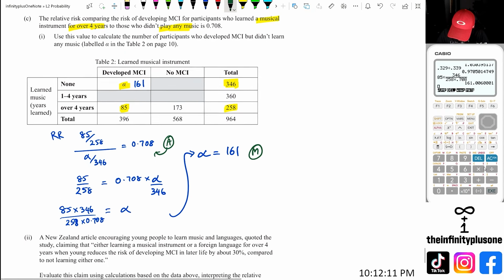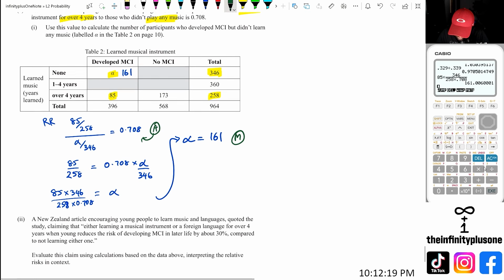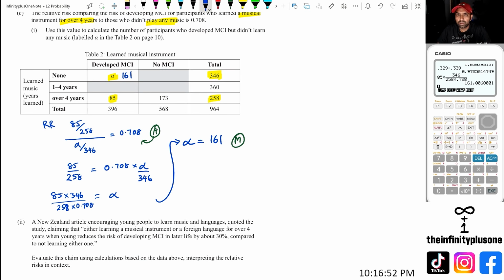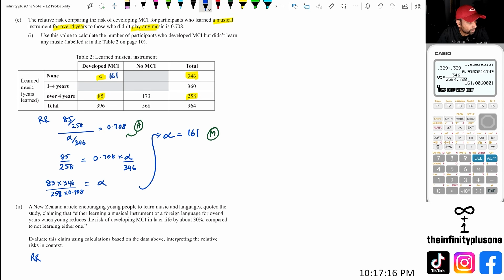But I think the second part of this question is connected. Maybe not. Anyway, here's the second part of the question here. All right, so for this question here, we've got a claim that we've got to kind of prove. It says that either learning a musical instrument or a foreign language for over 4 years reduces the risk of developing MCI by about 30%. So firstly, we're going to look at the relative risk for developing MCI.